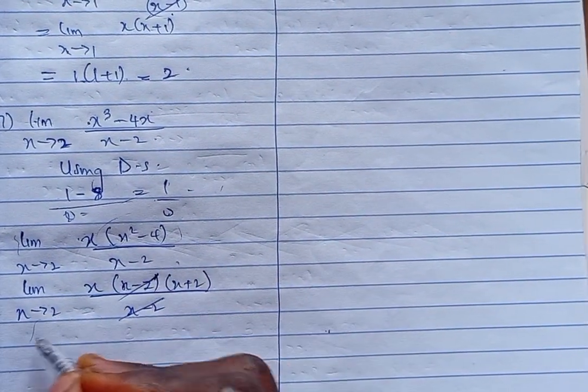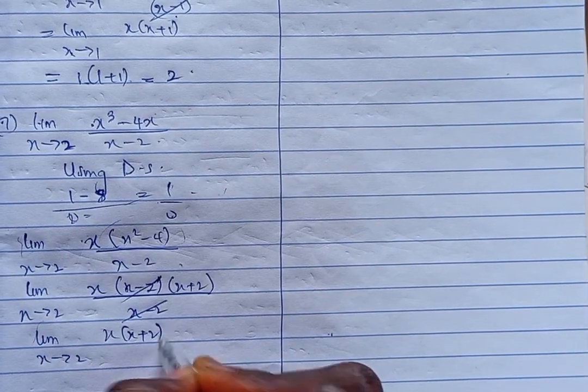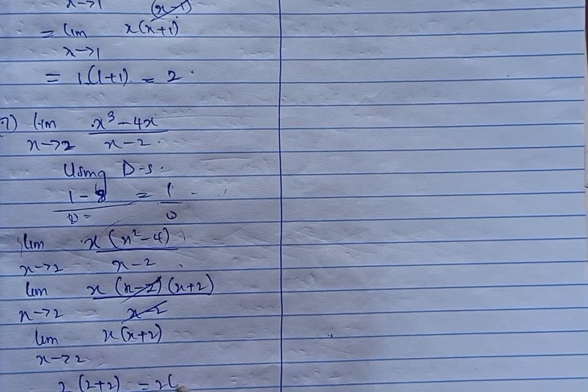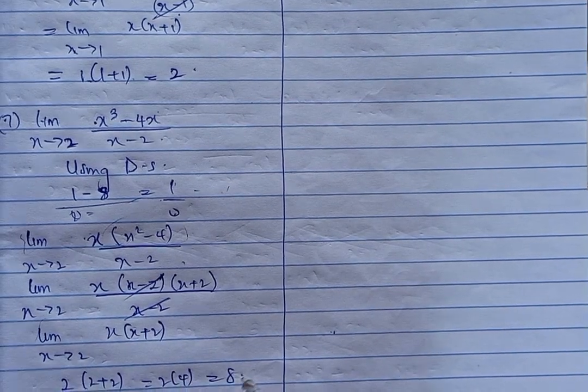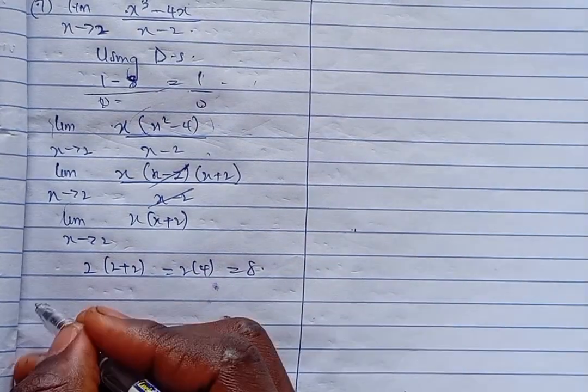So this one we cancel. We have limit as x tends to 2 of x into x plus 2. Using substitution, you have 2 into 2 plus 2, which is 2 into 4, and you have 8. You understand? So let's check another one.